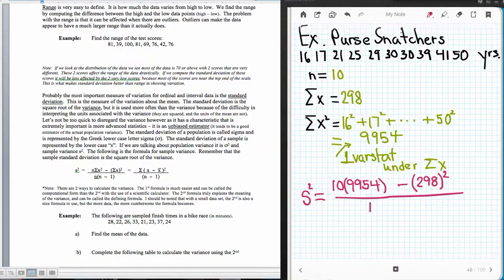And then down here in the denominator, we're going to put our n, and then in parentheses, our n minus 1. So 10 minus 1, which is 9.